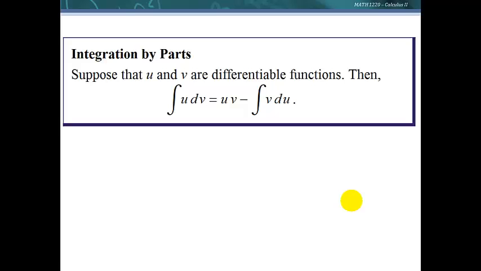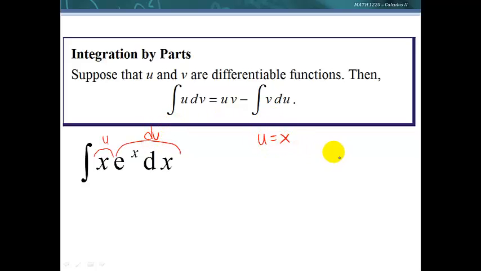You saw where it came from, but if we put it in this simpler form and memorize it, we're going to be able to integrate things like this. This one happens to be the product of two functions of x, and what we're going to do is identify our u and identify our dv, and list those. u is x, and dv equals e to the x dx.